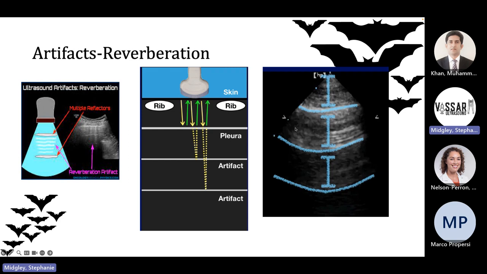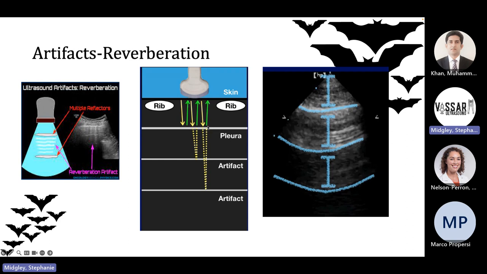The next one, and this is what makes A-lines on your lung ultrasound, is called reverberation. So basically the sound wave is just bouncing back and forth, trapped in this perpetual up-down cycle. Sometimes they get loose and head back up. And again, the longer it takes for that sound wave to make it back to the probe, the deeper the machine thinks that structure is.